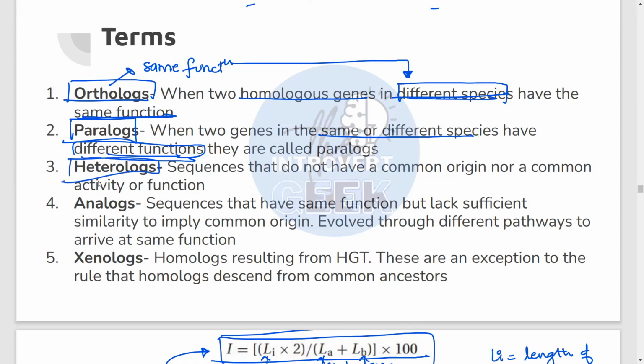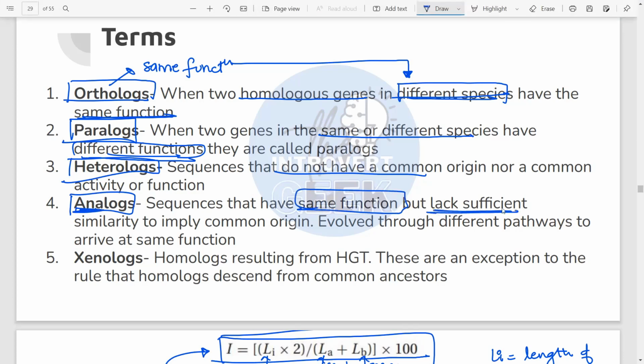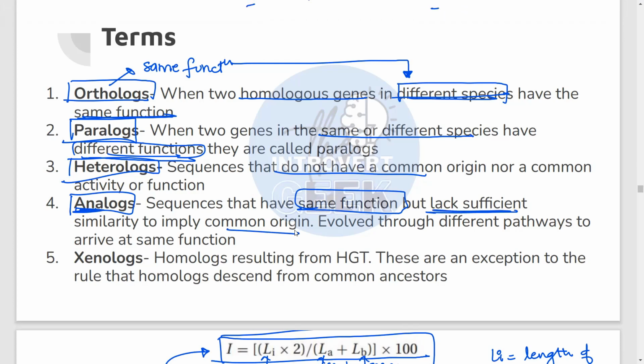Then you have heterologs. Heterologs are sequences that do not have any common origin. So that is the right opposite of a homolog. So heterolog doesn't have any common ancestor. Then we have analogs. So analogs, as the name suggests, they are analogous, meaning they have the same function, but they lack sufficient similarity to imply a common origin. So they perform the same functions. However, you can't call them homologous because they do not have enough sequence similarity. This may be possible because both of these sequences may have evolved through different evolutionary pathways to reach to that point.